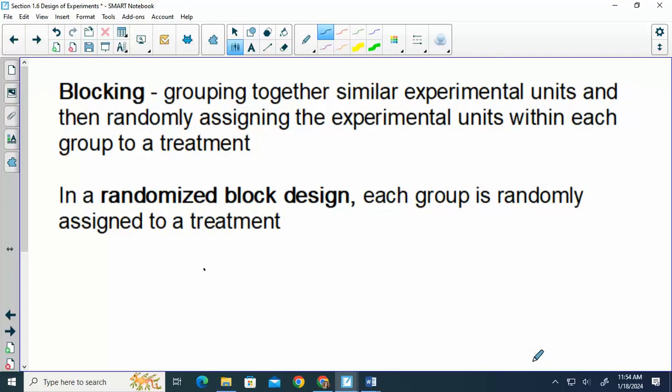The last 2 options are blocking and randomized blocking. So in blocking, we group together similar people and then randomly assign within each group to a treatment. So I group you together first, and then everybody randomly gets a treatment. So maybe I think there's a difference between males and females. So I separate the males and the females, and then randomly give each of you treatments.